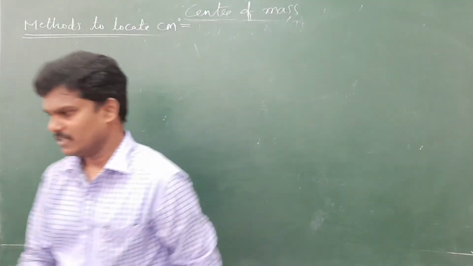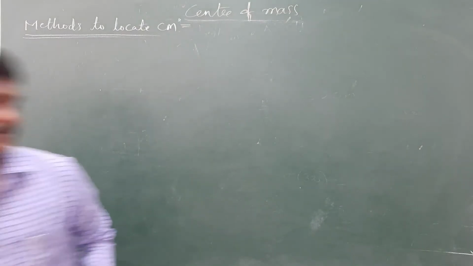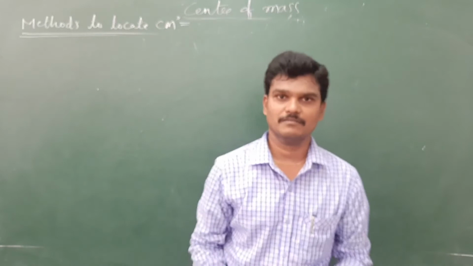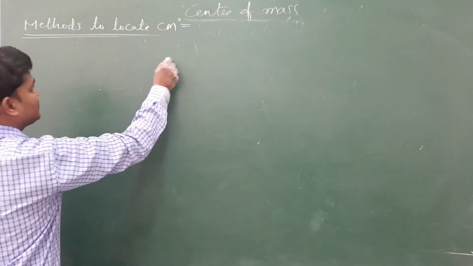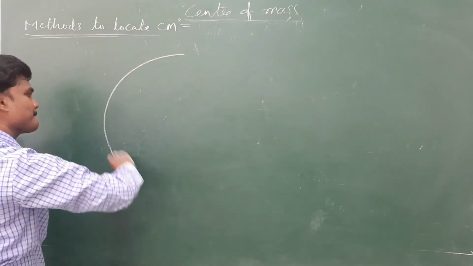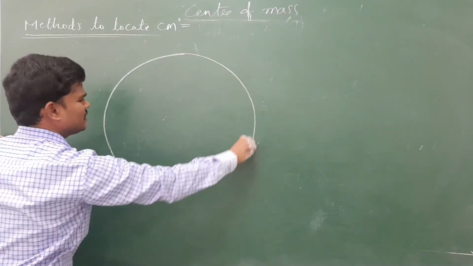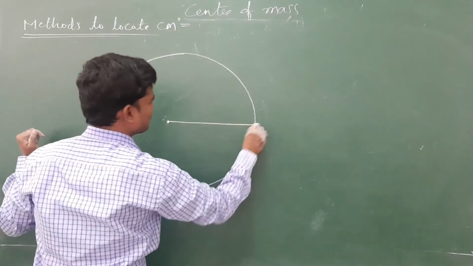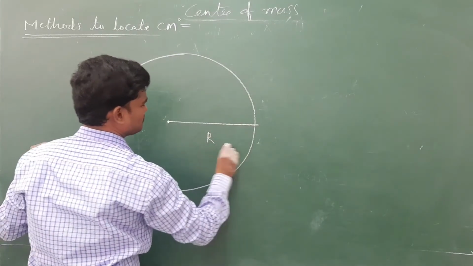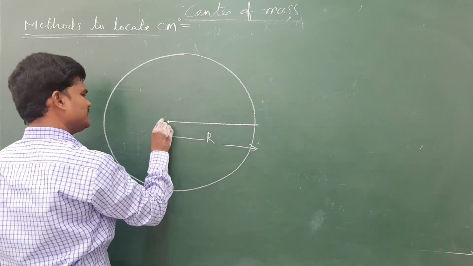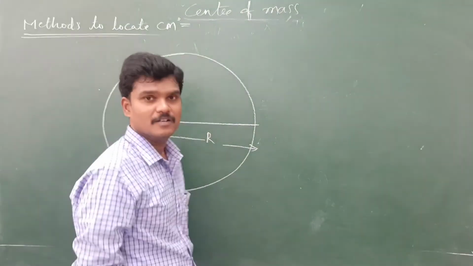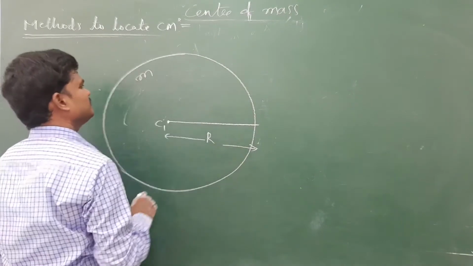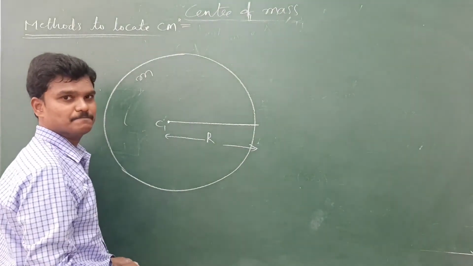So let us see the concept. Just consider a uniform circular disc whose radius is capital R. They gave a circular disc. This is the circular disc whose radius is capital R. And see, this is the initial center of mass. The circular disc has total mass m.